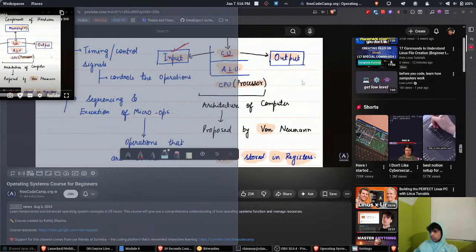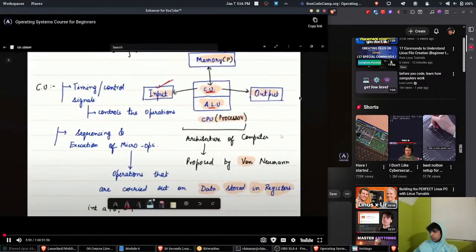We'll study about what is control unit. So control unit is the unit that has power of generation.